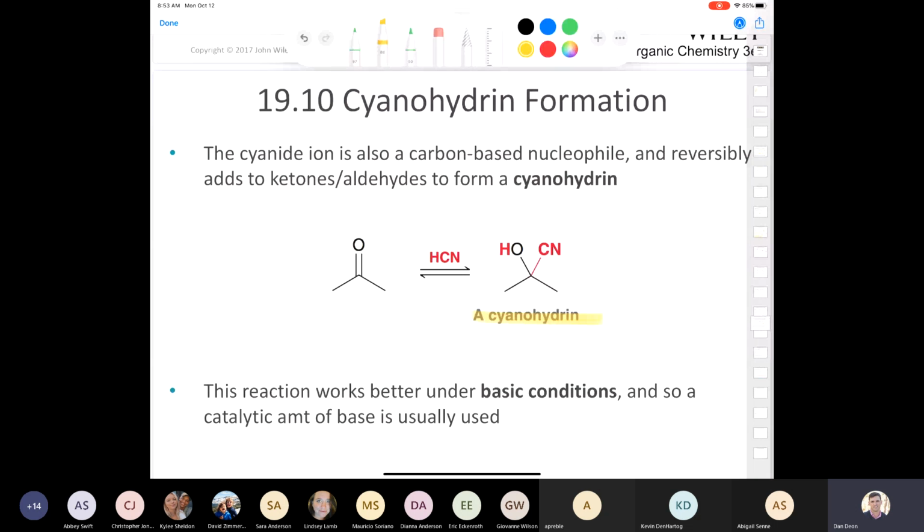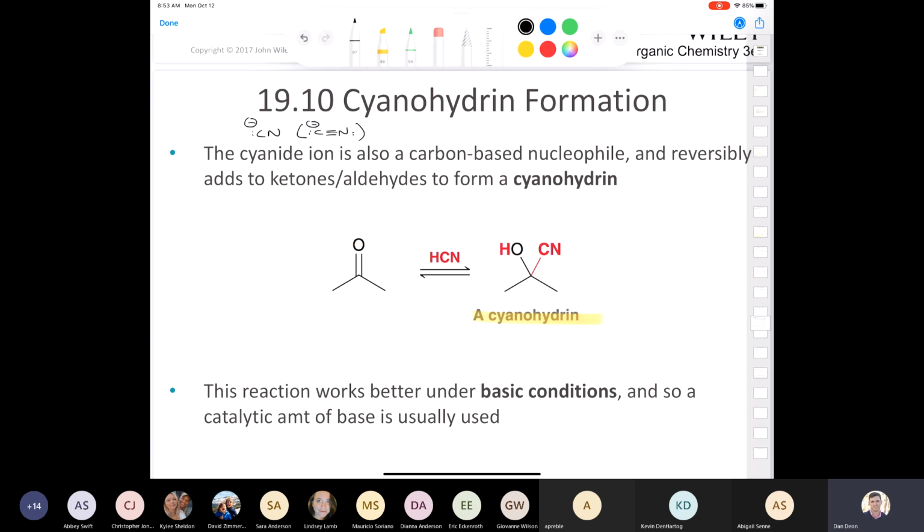It says the cyanide ion. So you should know what a cyanide ion is by now. That's a polyatomic ion that you would have learned way back in Gen Chem 1. And you should be able to draw the Lewis structure of the cyanide ion like this, okay? Put it in brackets. Is also a carbon-based nucleophile and reversibly adds to ketones or aldehydes to form a cyanohydrin.